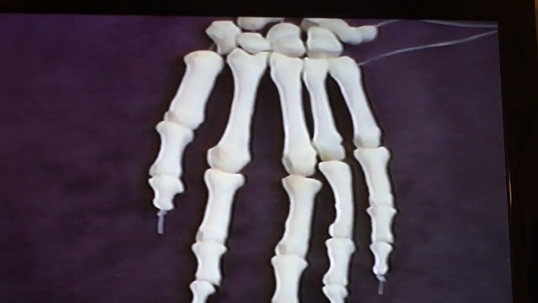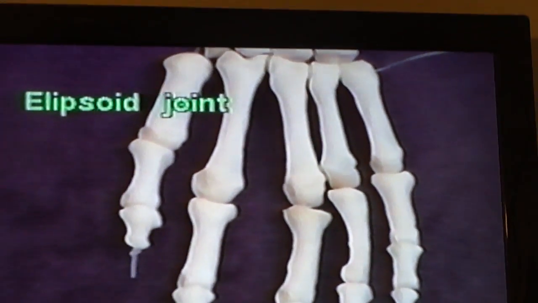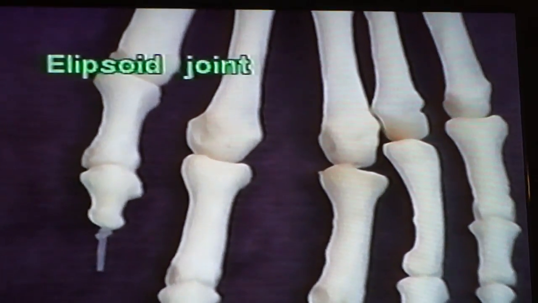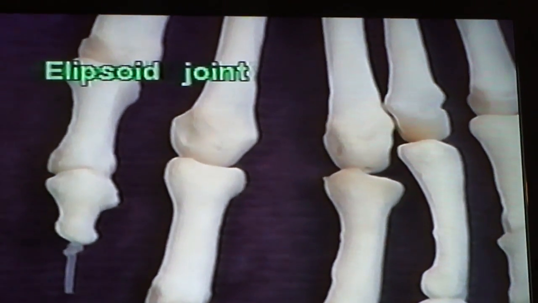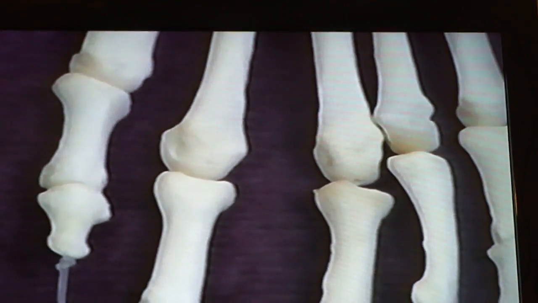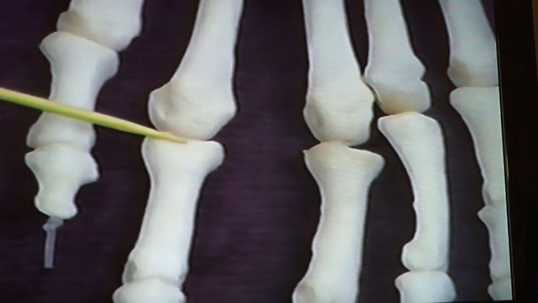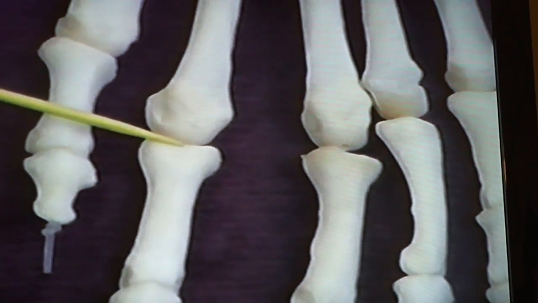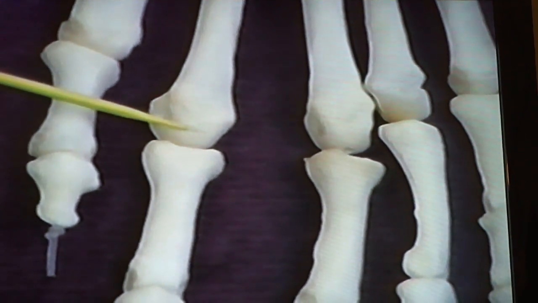In the ellipsoid joint, a concavity on one bone articulates with the convex surface of another. In the metacarpal phalangeal joint shown here, the shallow concavity of the proximal phalanx fits over the convex head of the metacarpal bone.